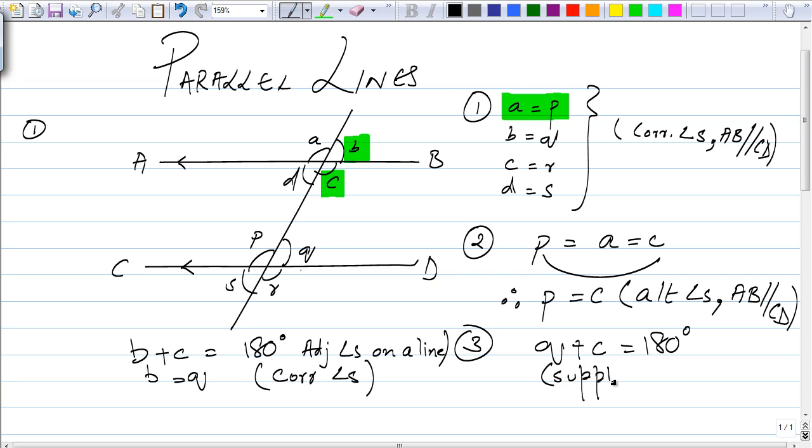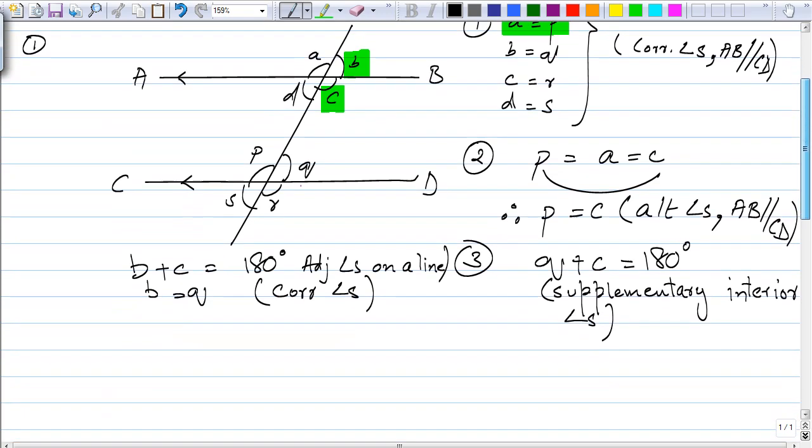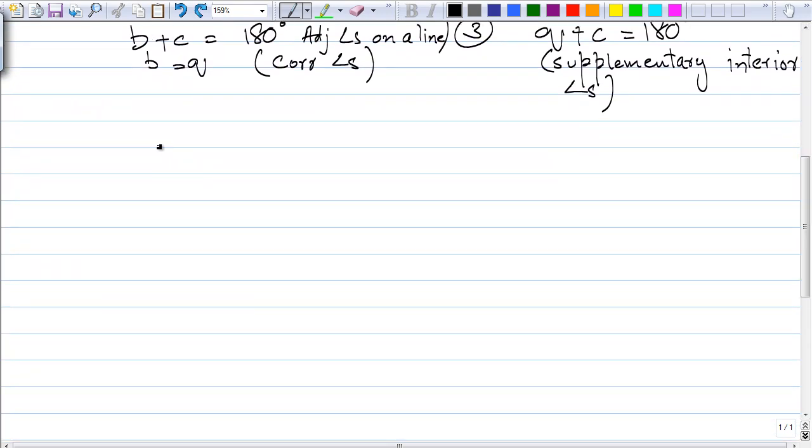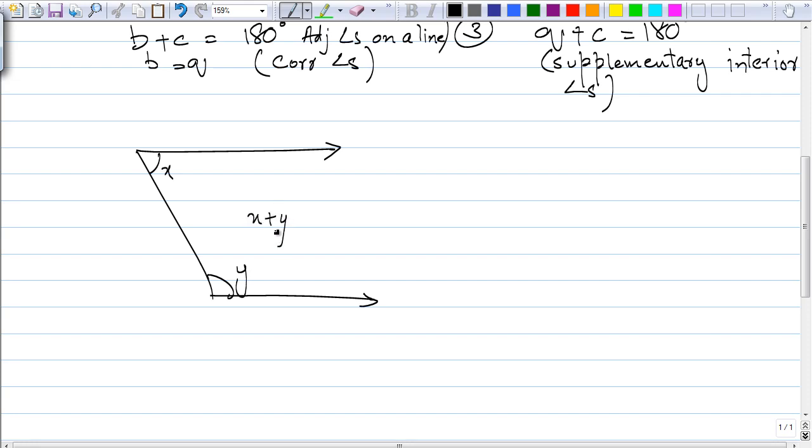supplementary interior angles. Again, it is a combination of two properties and you have a shortcut. You would be thinking that why should we learn two more properties if we can apply the previous properties? So let me give you an example. If in a question you have two parallel lines and an angle X and Y, instead of applying those properties or extending these diagrams, you could simply say that X plus Y was equal to 180 degrees.